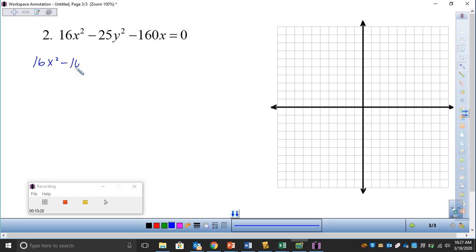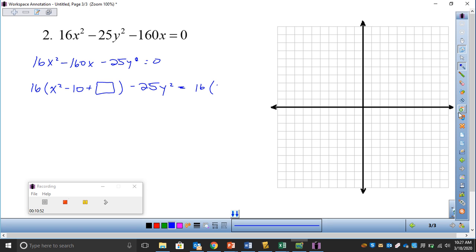16x squared minus 160x minus 25y squared equals 0. So we just have to complete the square for the x's, because 25y squared is already a perfect square. Pull out a 16, I'm left with x squared minus 10x plus a box, minus 25y squared. Again, that's already a perfect square, equals 16 times a box. And what goes in this box here is going to be 25.